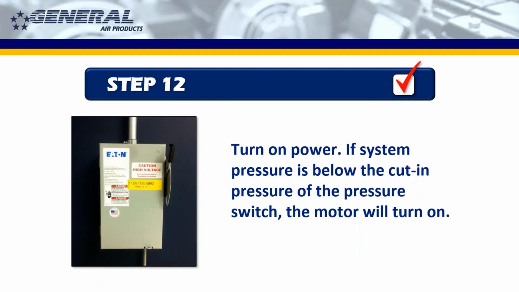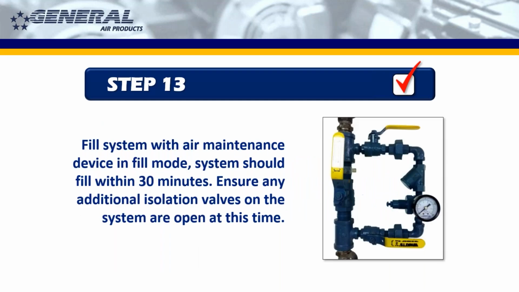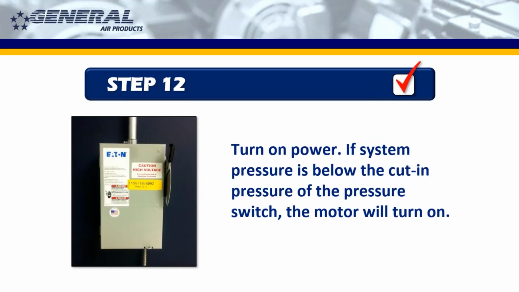Once you have power between the motor, the pressure switch, and the industrial disconnect, and we have it anchored and mechanically hooked up to the system by way of the flex hose, it's time to turn the power on. With the cut-in pressure, it should be low enough that the compressor should start running right away.